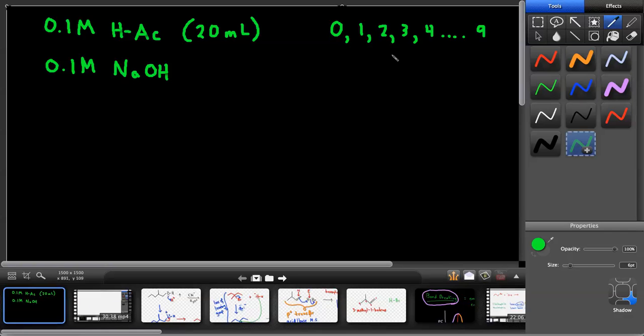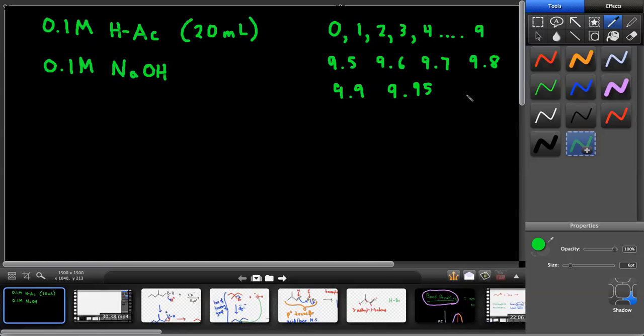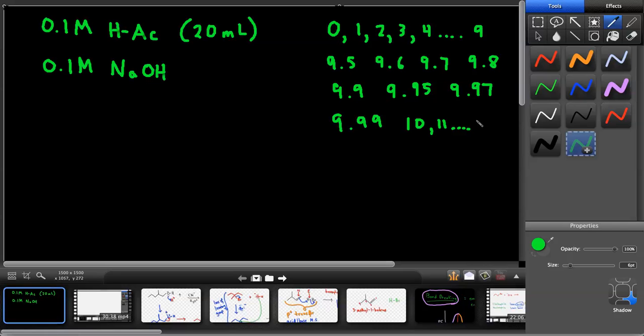Once we get to 9, then I want us to do 9.5, 9.6, 9.7, 9.8, 9.9, 9.95, 9.97, 9.99, 10, then again 11, increase by integers until we are at 20, and then I want us to go 21 through 25 milliliters.